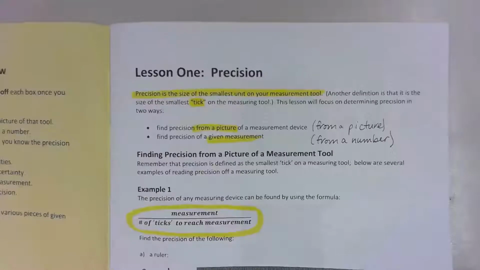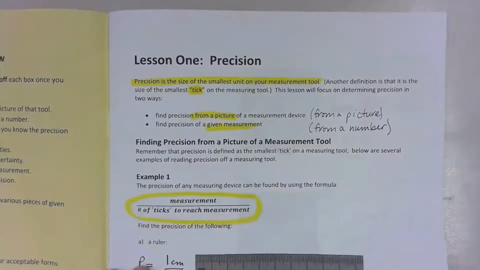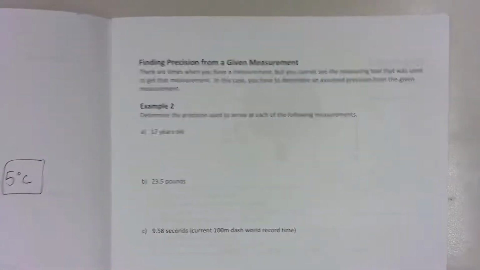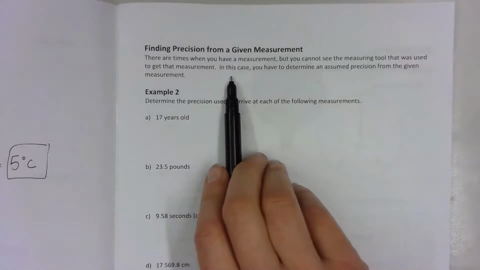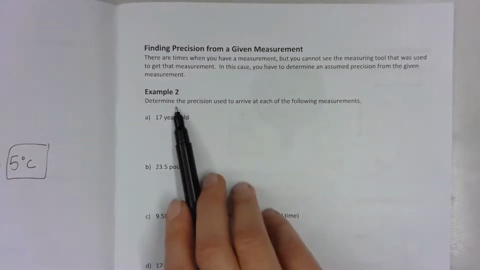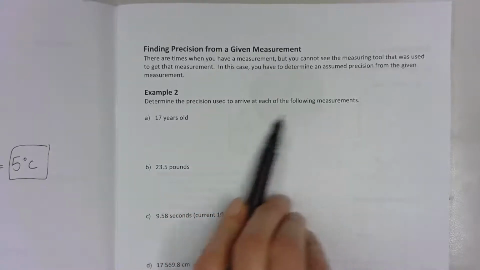Okay, if you remember the first page though, it said you're responsible to give precision given a picture or given a number. So let's take a look at what numbers are. This is similar to the clock question. There are times when you have a measurement, but you cannot see the measuring tool that was used. In this case, you have to determine an assumed precision from the given measurement. Determine the precision used to arrive at each of the following measurements.